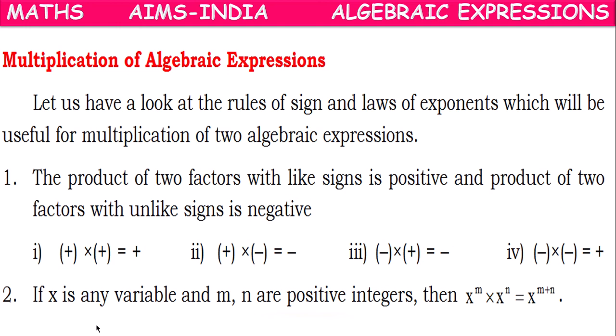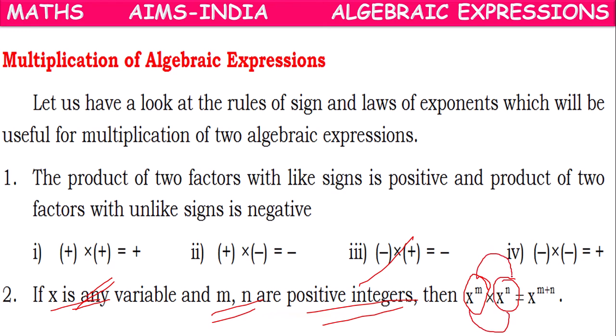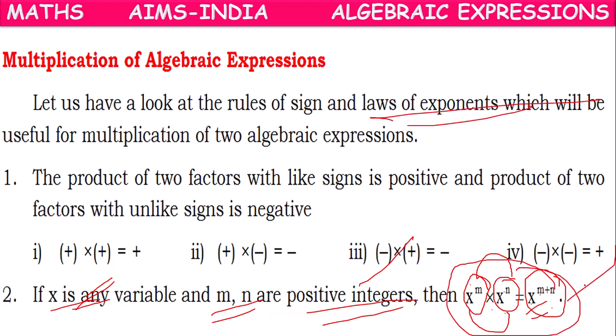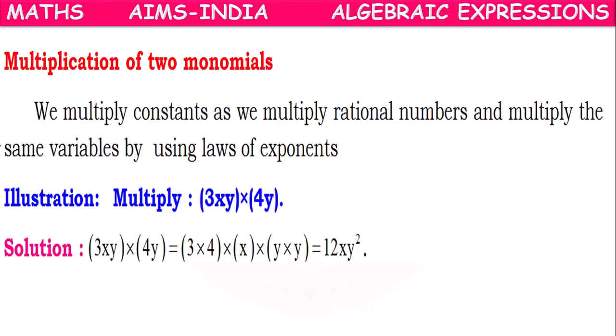We have to follow those rules of sign. Along with that, if x is any variable and m, n are positive integers, then x power m into x power n, the product of the same bases with different powers, will have the common base x, and the powers we have to add. X power m into x power n equals x power m plus n. This is the law of exponents. This also we have to use while doing the multiplication of algebraic expressions. Suppose multiplication of two monomials.